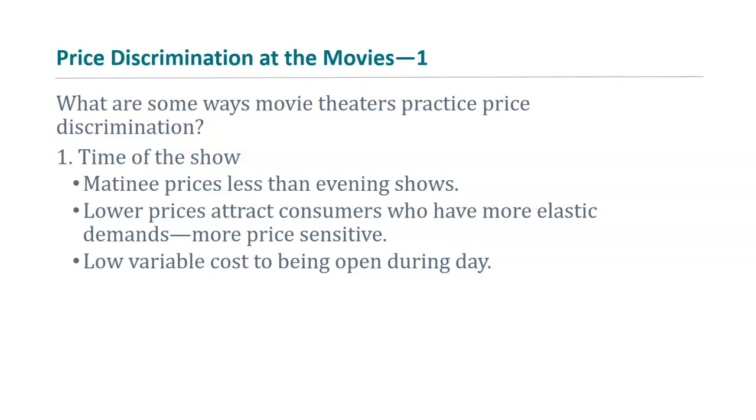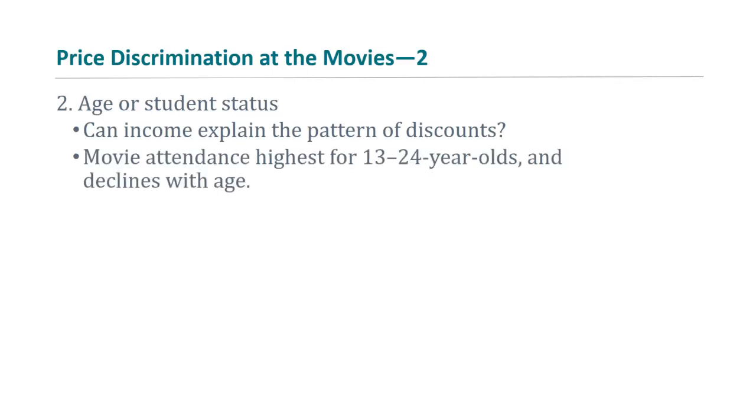Another thing movie theaters sometimes do to price discriminate is discriminate based on age or student status. So you may get some age discounts or a student discount that maybe can be explained by income, right? Can income explain the pattern of discounts? Possibly. Movie attendance usually is highest for 13 to 24-year-olds and then declines with age. So you give a discount to older adults just to get them in the door, right? Because they're not coming as the cool hangout spot like the teens.